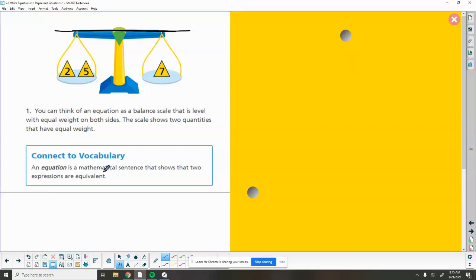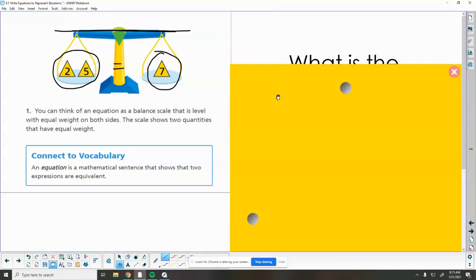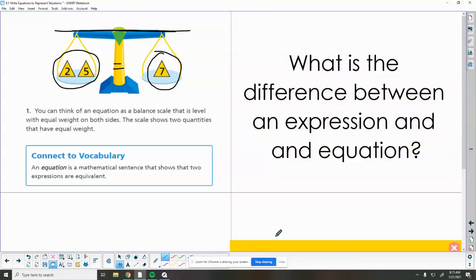So an equation is a mathematical sentence that shows two expressions are equivalent. We have an expression on this side, we have an expression on this side, and this is saying they are equal. So equations have that equal sign. So two expressions that are equal. I want you to think about what is the difference between an expression and an equation. So take a second and think about that.